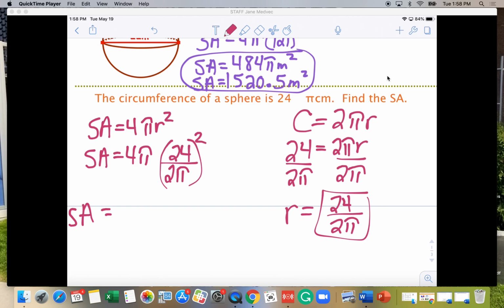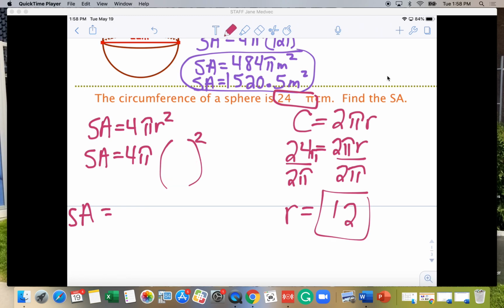Oh, I'm sorry. You know what? I forgot this piece of it. The circumference is 24 pi. So this whole thing is 24 pi. I'm like, why didn't it work out right? Just sneak your pi in there, and that actually makes this more user-friendly. So if I divide 24 pi by 2 pi, I end up with 12 as my radius, and that's going to make this a lot easier.